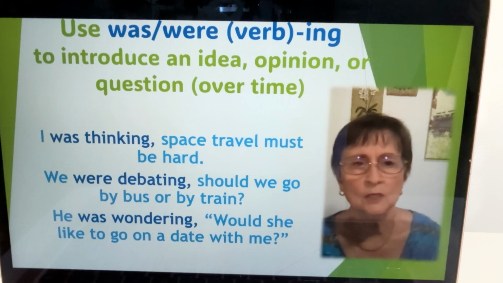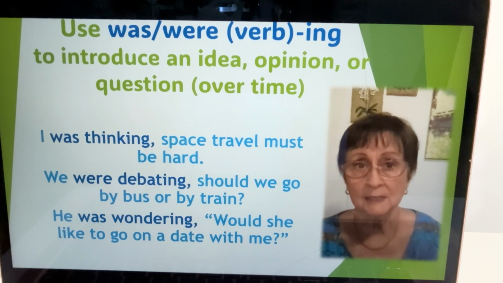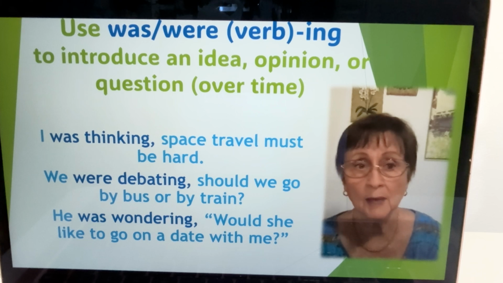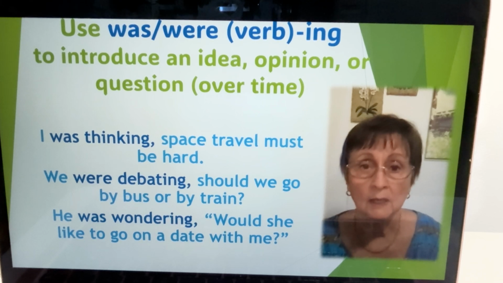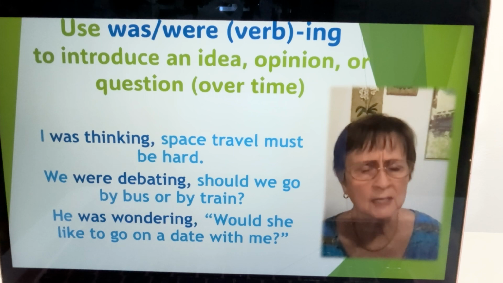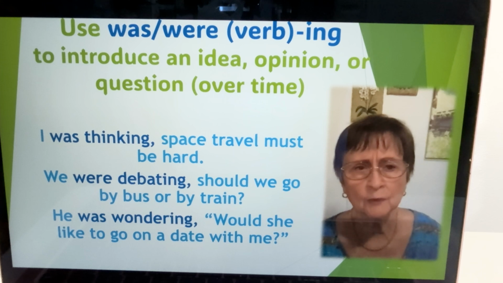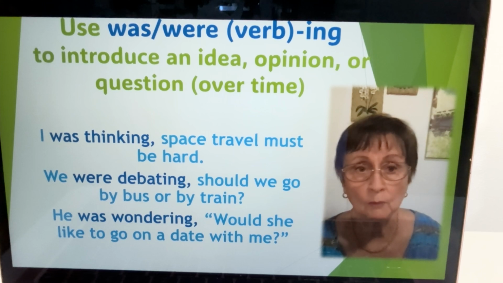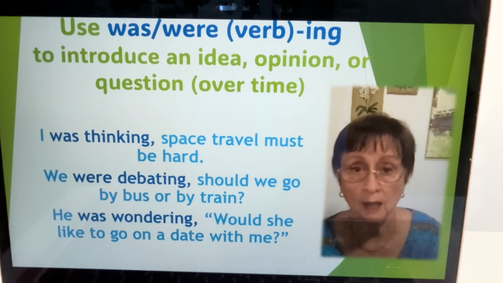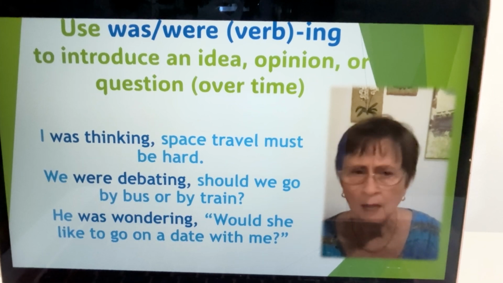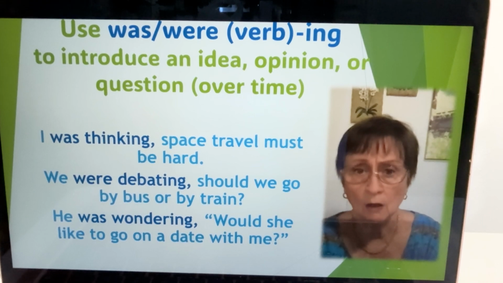And then we use was, were, plus an ing verb to introduce an idea. Maybe it's an opinion or a question that we've been thinking about or wondering about over a period of time. So you would say it like this: I was thinking space travel must be hard. Now that's different from I thought space travel must be hard, because that's one thought, one time. This is like I was looking at this and this and this and considering it all over a period of time. I was thinking space travel must be hard.